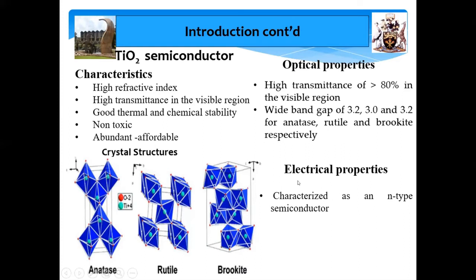Optically, we can categorize this semiconductor as having a high transmittance of greater than 80% in the visible region. It also has a wide band gap of 3.2, 3.0, and 3.2 eV for anatase, rutile, and brookite, respectively. And electrically, TiO2 is characterized as an N-type semiconductor, and this is because of its oxygen deficiency.